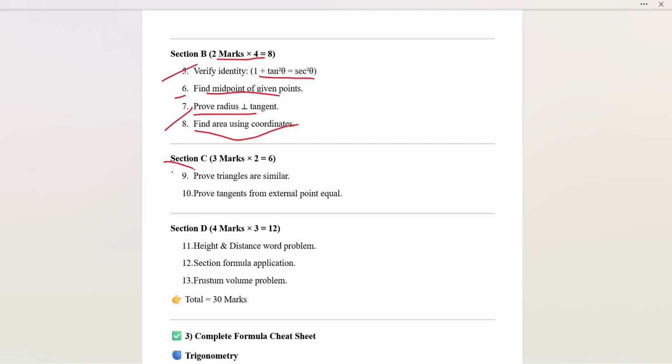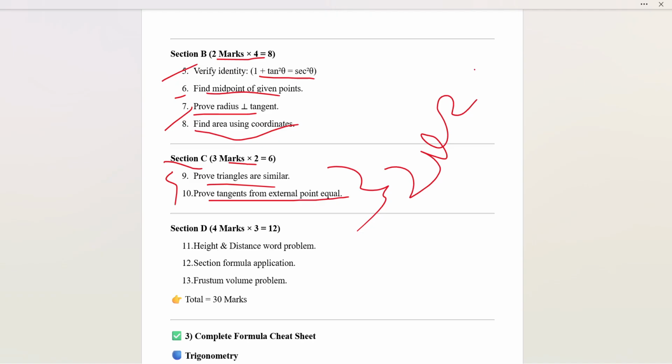So here section C, it is 3 marks into 2, so it is 6 marks for the 2 questions. For that, prove triangles are similar and prove tangents from external points are equal. So you can prepare for those questions. It was asked in your 2026 board exam, so prepare for that concept.